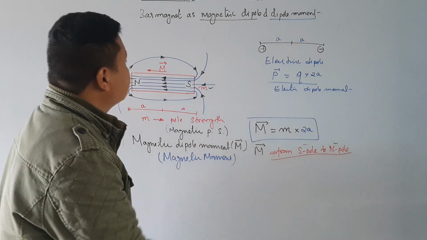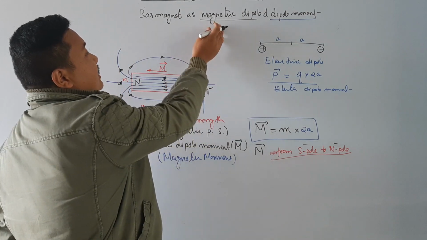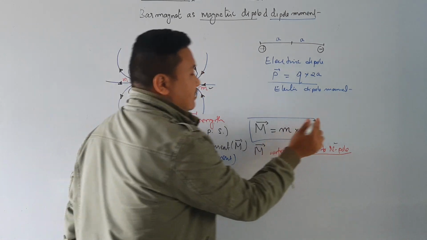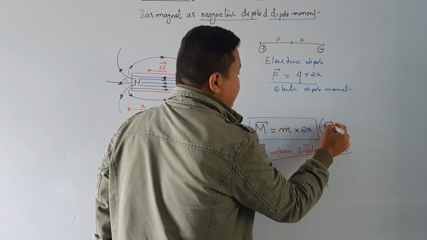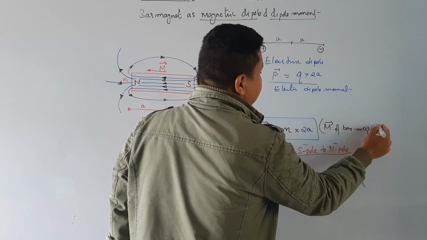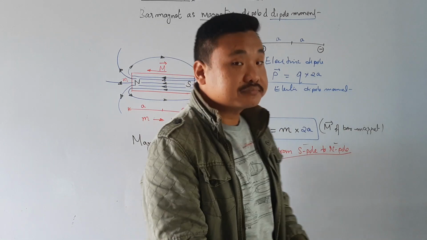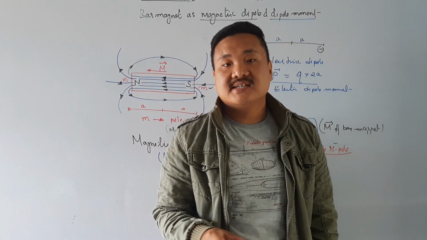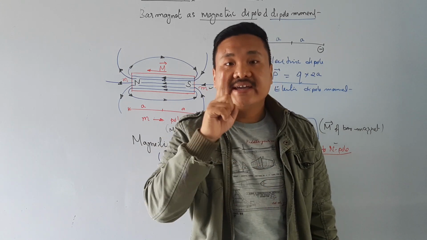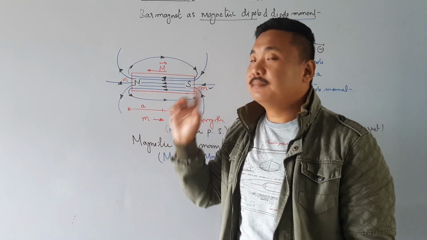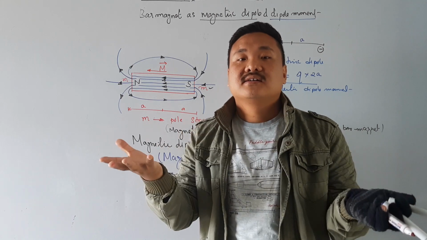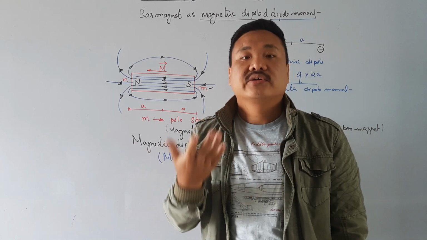So this is all about the bar magnet and the magnetic dipole and the dipole moment of a bar magnet. Okay. So in the next lecture, we will consider a circular loop and we will say that the circular loop is the same as the bar magnet, and there we are also going to calculate the dipole moment of a circular coil. Thank you.